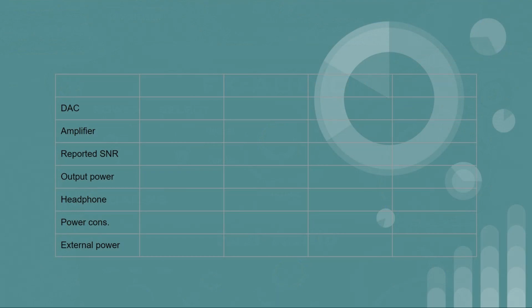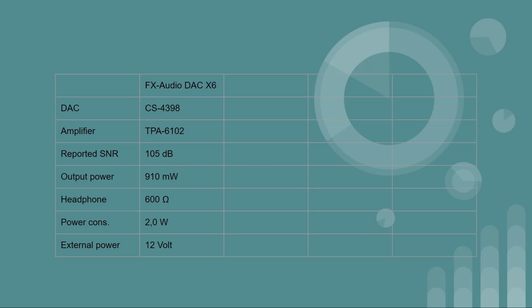So that's what all the digital to analog converters or external sound cards look like externally. But what about internally? Well, the FX Audio has the CS4398 digital to analog converter. It uses the TPA6102 amplifier. It has a reported signal to noise ratio of 105 decibels. It has an output power of 910 milliwatts. A headphone can be driven up to 600 ohms. The power consumption, which is something I measured myself, was about 2 watts, and the external power supply used is 12 volts.